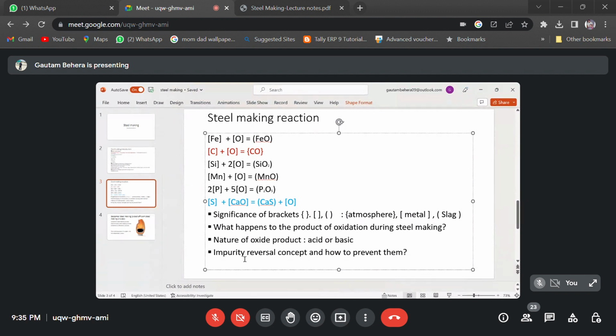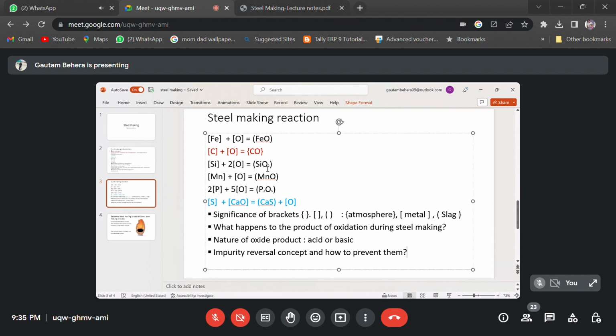Impurities removal concept means impurities now move to the slag. But there is a chance that again these impurities will come back into the hot metal or into the steel. So that is called impurity reversal. So how to prevent them? Now the question is how we can prevent them. Can you tell me? I told you about the activity concept. Can you tell me quickly, anybody?